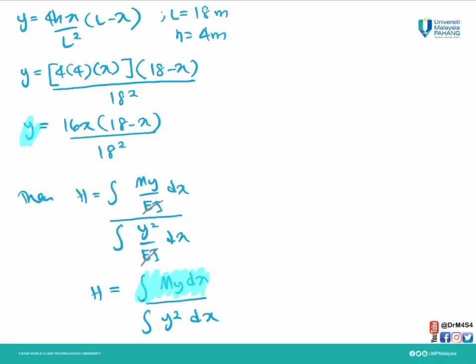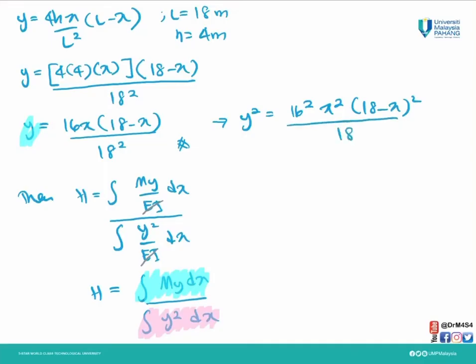Now we need to find the value of the integration of y squared. So we know our y is here. We need to get the value of y squared. 16 power of 2, so x squared, times 18 minus x power of 2, divided by 18 power of 4, for y power of 2.